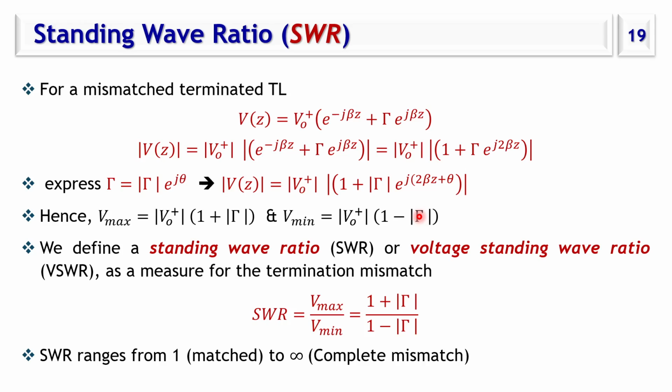So the voltage standing wave ratio is the ratio of the maximum voltage that happens in the voltage wave divided by the minimum voltage of this wave, and this is why we call it a standing wave ratio. And this quantity here is greater than 1, and it can be infinity. It would be infinity if we have complete mismatch. If we have perfect match, it would be equal to 1.